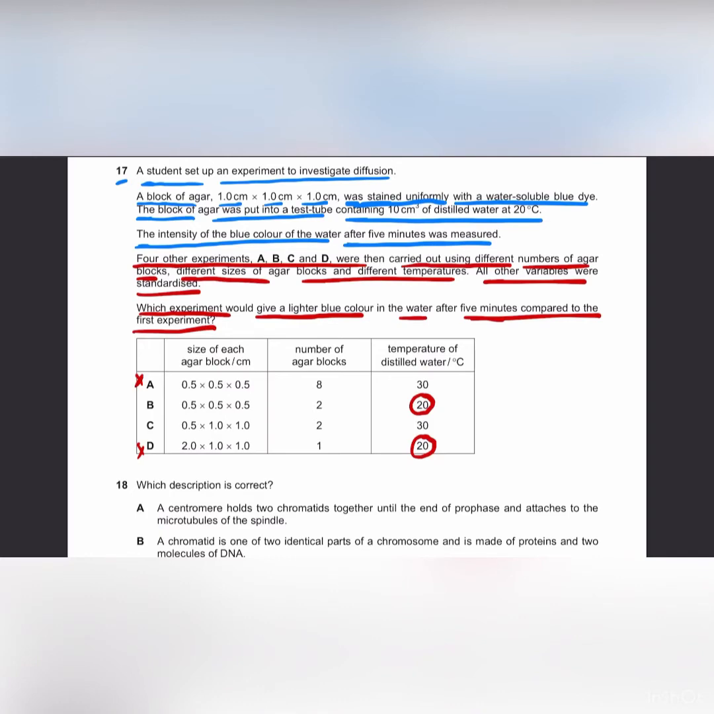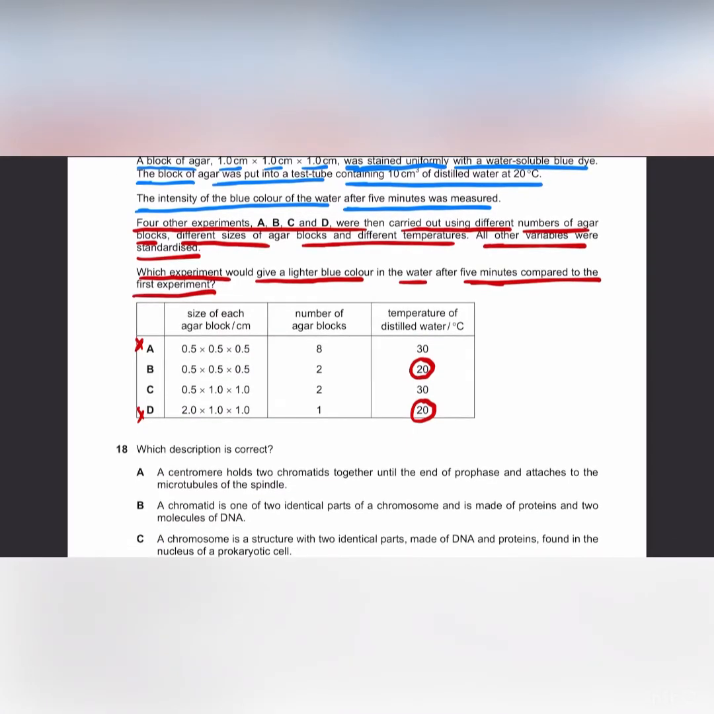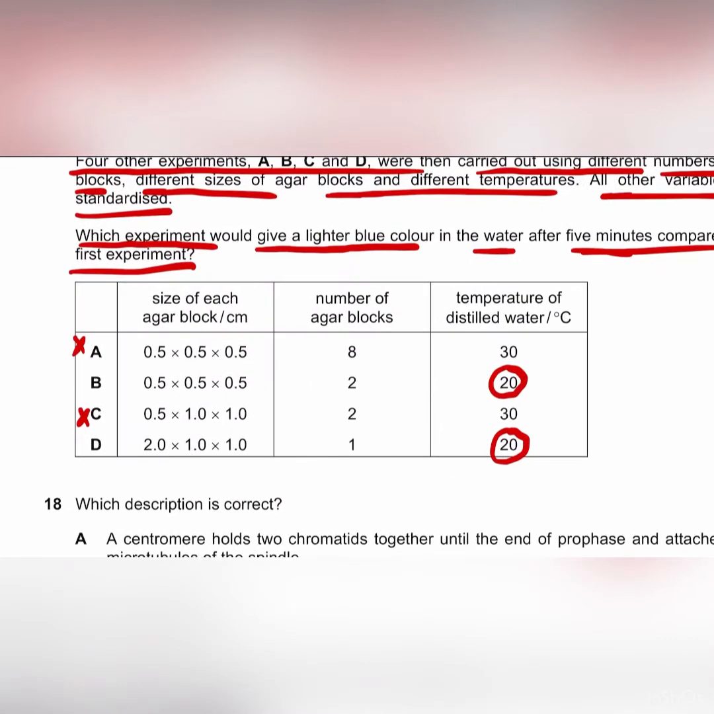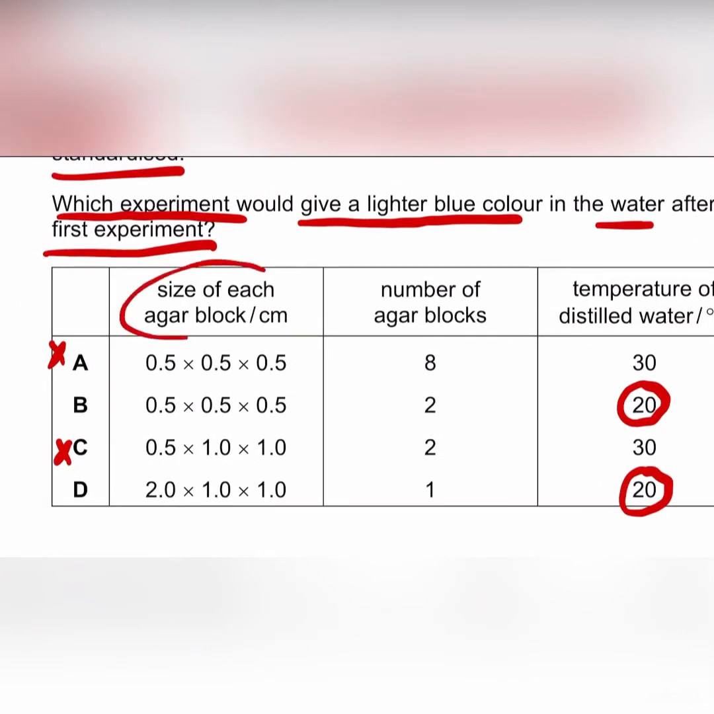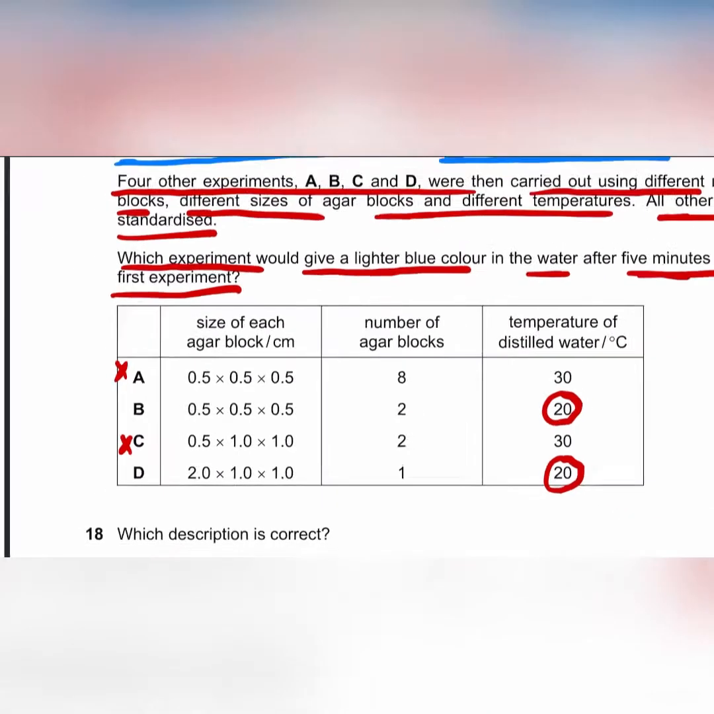Fine. So the option could be B or D. C is wrong, sorry. A and C will be wrong because in these options the temperature is 30 degrees Celsius. B and D could be right. Okay. Now we have to decide on the basis of the size of each agar block and the number of blocks. How can we do that? Fine.